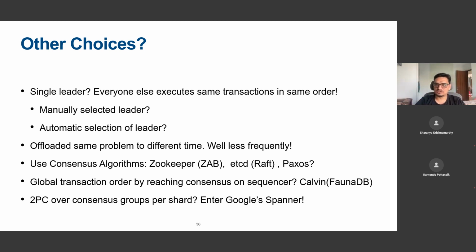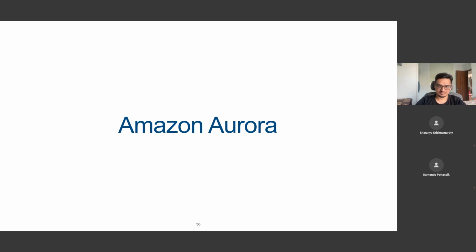And Google Spanner solves it by saying, individual participants in two-phase commit can be a group of nodes with a leader, and only the leaders will participate. I'll show you that in a diagram going ahead. If it is looking too complicated, don't worry. So I'll quickly take a look at some databases that put these things into practice.